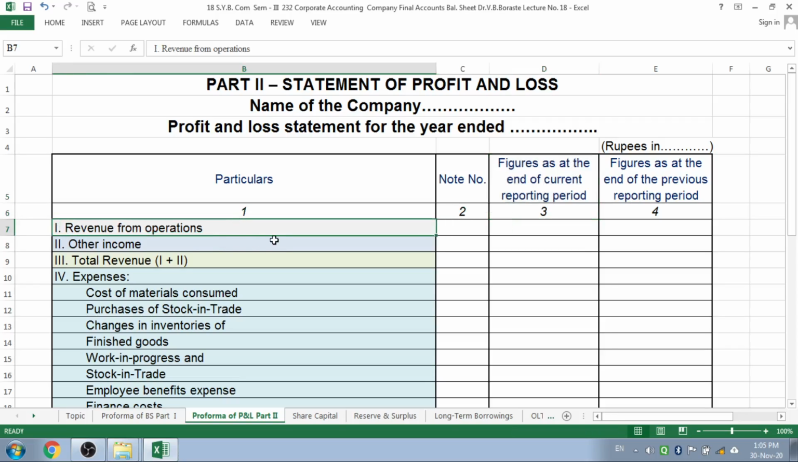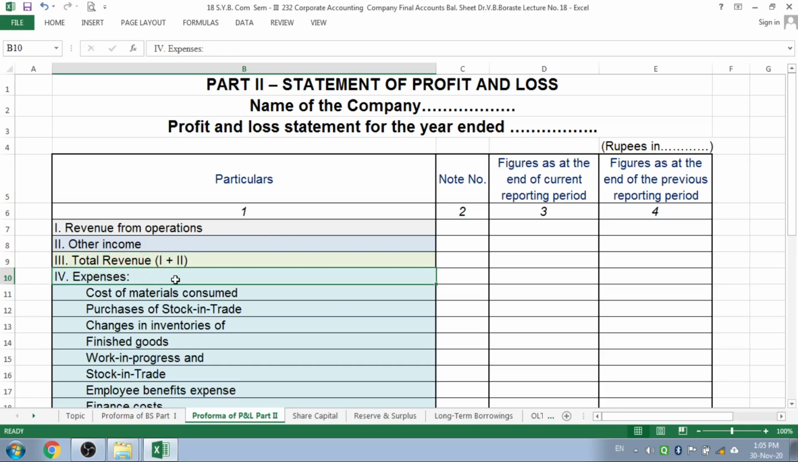Now here the first item of profit and loss account is revenue from operations. So whatever revenues we are going to receive from the various kinds of operations, it should be mentioned over here. Then it is headed as other income, then total revenues, which is the total of the first one and second one, that is revenue from operations and other income. The total of these two you have to consider over here.